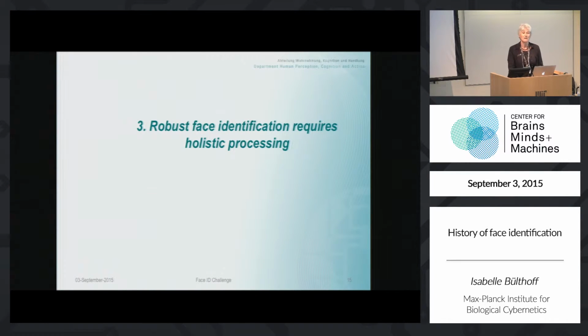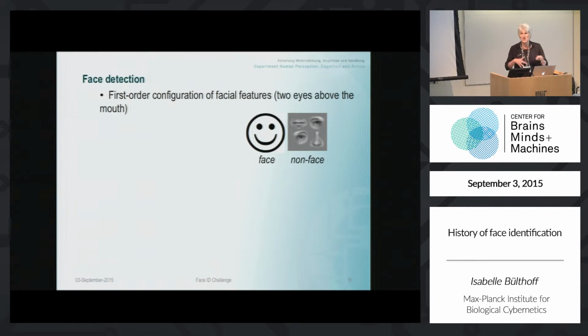Another important thing, you have already spoken about holistic processing, and for robust identification, you need holistic processing. Holistic processing is something nobody really agrees about, exactly what it is, how you can define it. So I will give you a very general description of that. First, you need to detect a face. This is given by the first order configuration. This is that you have the eyes above the mouth. So this is a face, this is not a face.